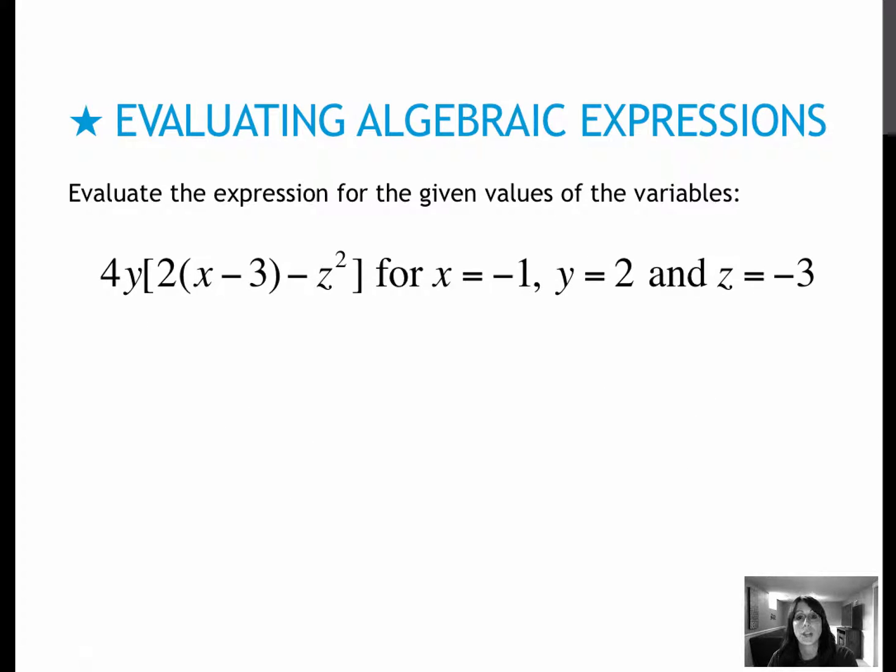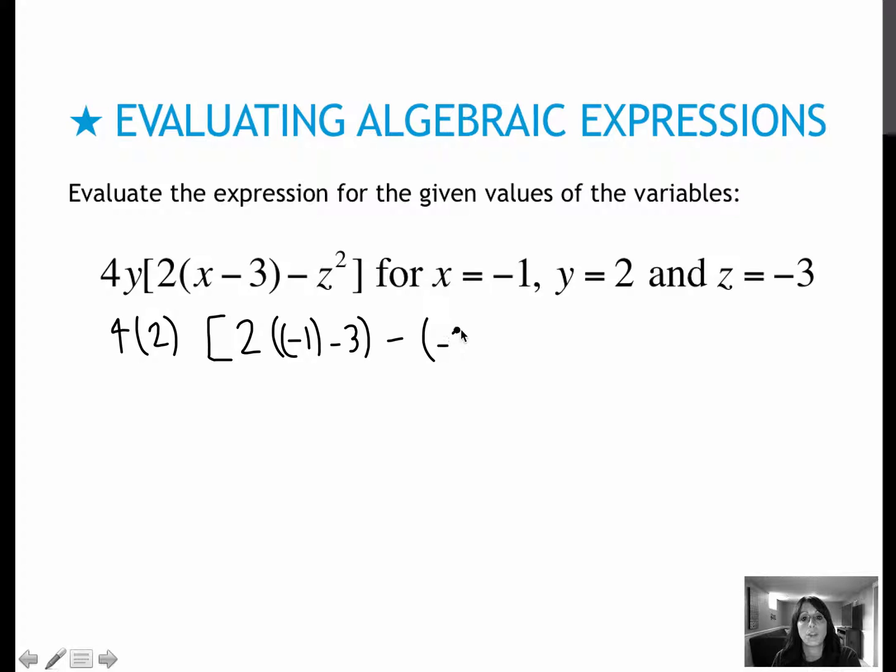This is one for you to try on your own, and then press play to see how you did. I'm going to replace y with 2. I will replace x with negative 1 and z with negative 3. Notice I'm putting all of those in parentheses to help me out.